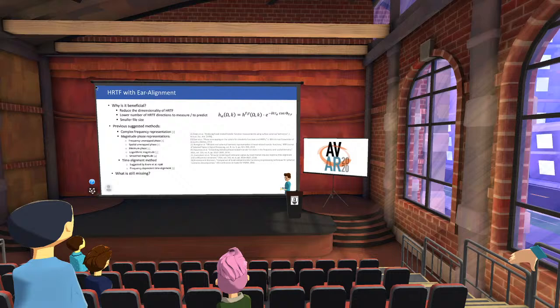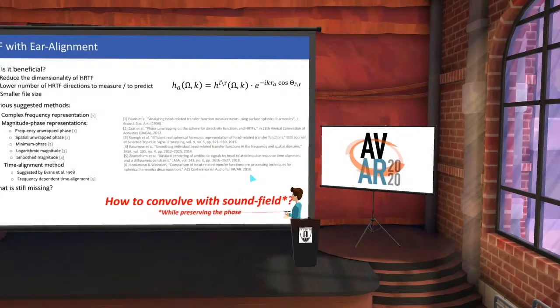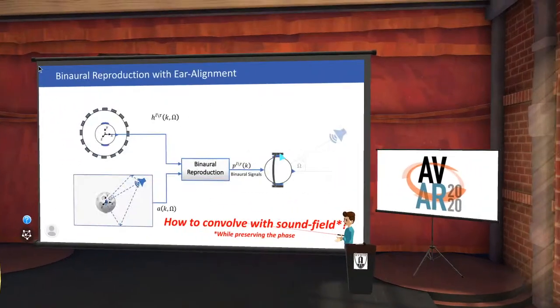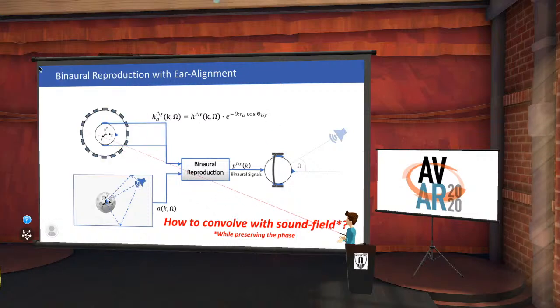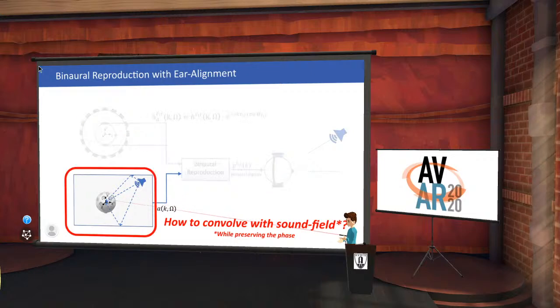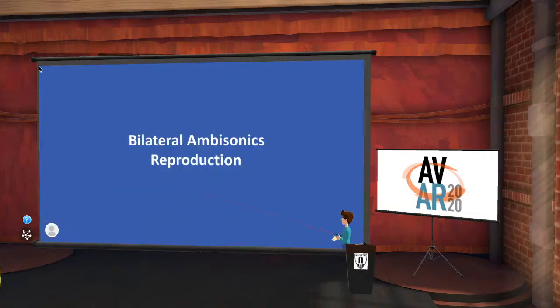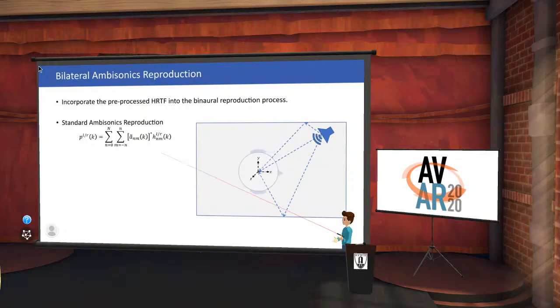So now the question is, how can we use such an HRTF and convolve it with the sound field while preserving the phase information? So going back to the system that I showed before, now we have an HRTF that, instead of being defined at the center of the head, has two different positions for the HRTFs in the left and right ear. So now the question is what we can do with the sound. And this is what we call the bilateral ambisonics reproduction.